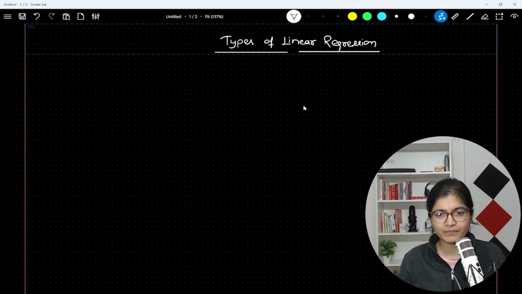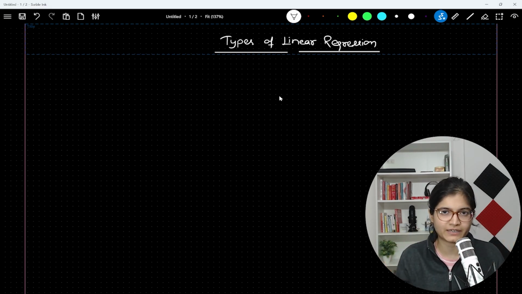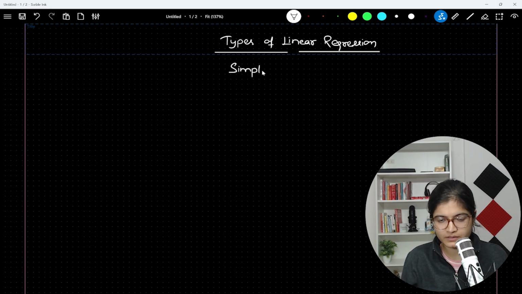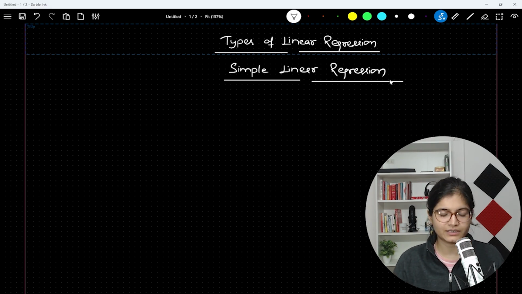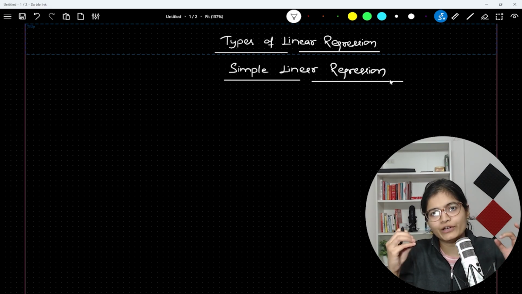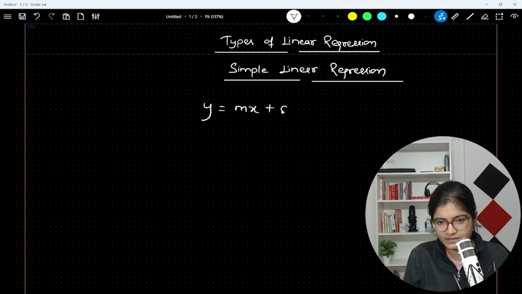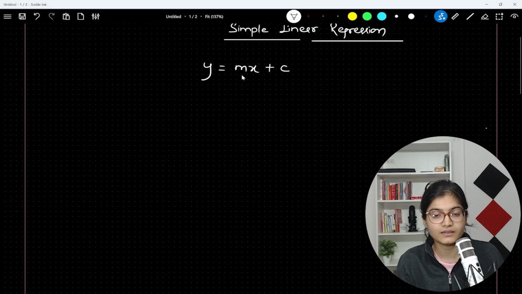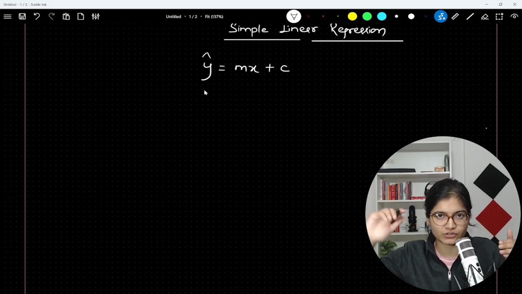So the very first type, which I think with the help of that example only I have completely explained the mathematical intuition, is simple linear regression. The concept of simple linear regression. So what is the meaning of this? When I'm saying simple linear regression, the simple meaning is that here we will be having only one independent feature. Okay. So the equation will look like y equals mx plus c, where this is the equation of a best fit line, right? Y cap, which we want to make a prediction.